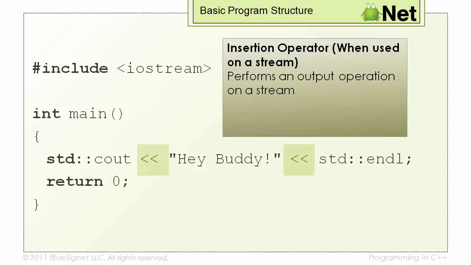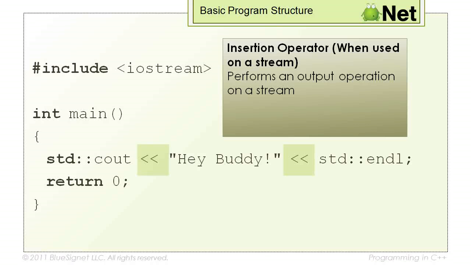Now this is the insertion operator. This is a little interesting. This performs an output operation on a stream. These are directional, so the arrows point to the left. We're basically going to take the string to the right of them and pipe it through those arrows out to the object that we're referring to. So whenever we go to write something to the console, like, hey, buddy, we pipe it to cout, which takes it over to the monitor. You can think of it that way.